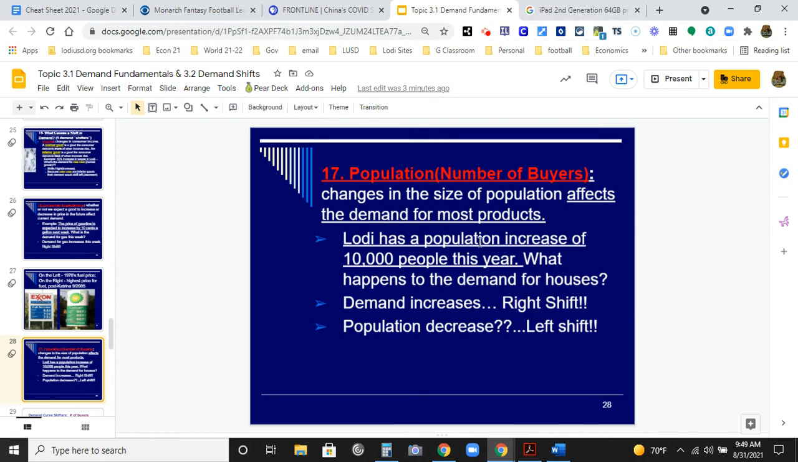Let's say Lodi gets 10,000 more people this year. What's going to happen to the demand for a house? Of course, it's going to go up. And when it goes up, you get a demand shift to the right.